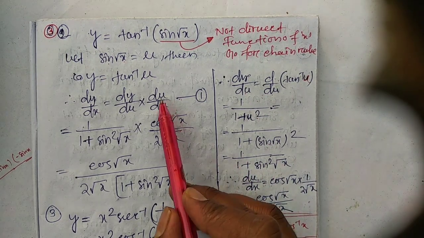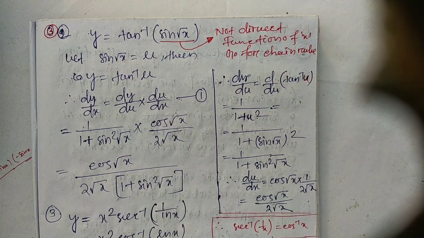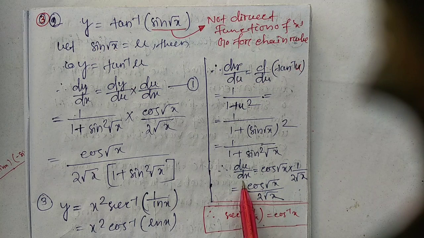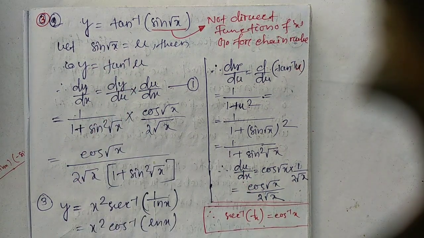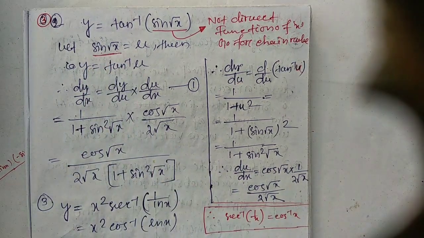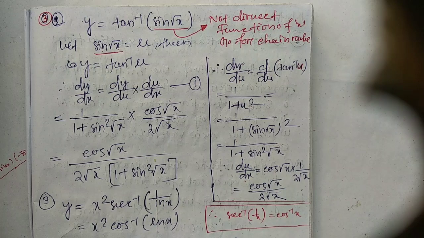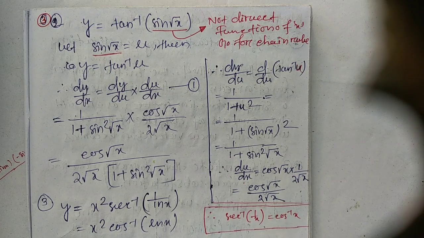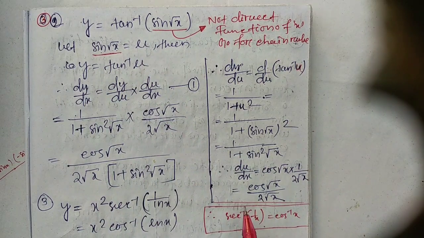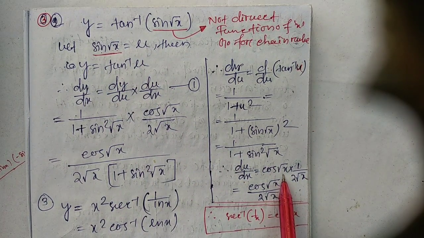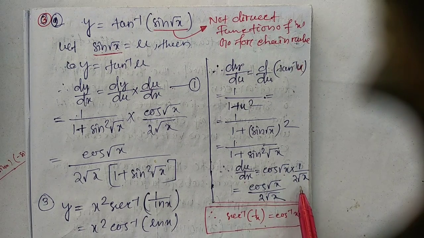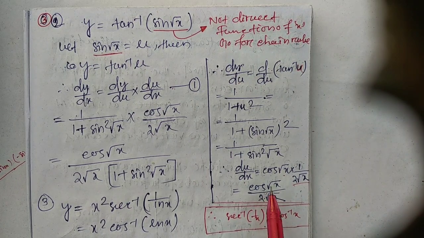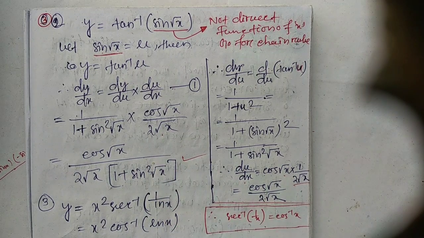Again, we have to find the value of du with respect to dx, the derivative of u with respect to x. Here I have solved du by dx, that means the derivative of sine root x. Again, we have to solve this with the help of the chain rule, because this is not a direct function of x. First, we have to differentiate with respect to root x, then the derivative of root x with respect to x. The derivative of sine root x with respect to root x will be cos root x, and the derivative of root x with respect to x will be 1 by 2 root x. This is a very important formula, memorize it everyone. So the final answer will be cos root x upon 2 root x. After putting in and solving, we get the final answer.